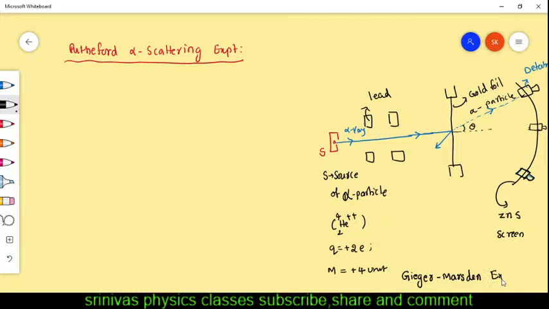This experimental setup was done by Geiger and Marsden under the suggestion of Rutherford. Now, what did he observe in this Rutherford alpha scattering experiment? In the Rutherford alpha scattering experiment, what are they using? Alpha particles they are using.